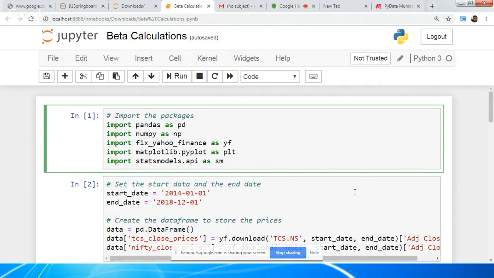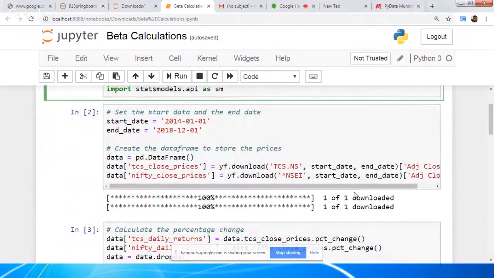Okay, so let me read this. Basically, pandas and numpy are very common libraries used for data manipulation, computing, and other stuff. The fix_yahoo_finance library will be used to get the data of TCS and Nifty, and there's a plotting library, and the statsmodels library will be used for the linear regression part.